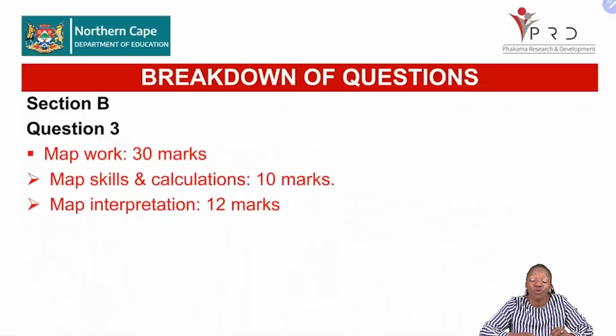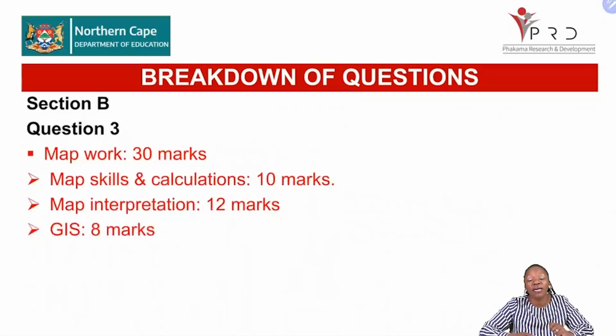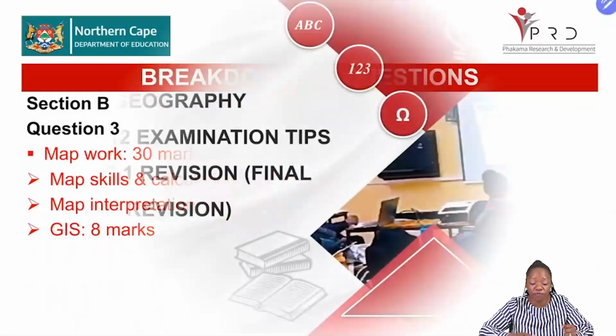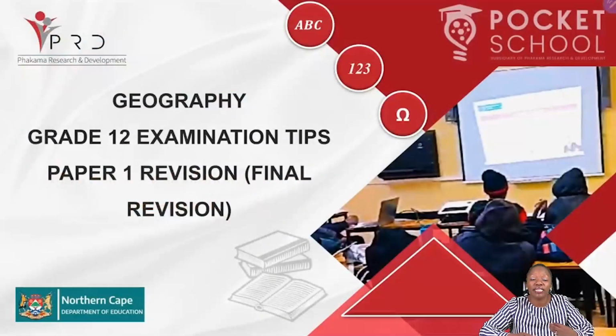Then lastly, it's your 3.3. Your figure 3.3 has your GIS questions, and your GIS questions carry 8 marks. Again, the examiner can pick any concept under your GIS, and you're supposed to answer those questions. So altogether, it's 30 marks. So it's 60 marks from your question 1, 60 marks from your question 2, and 30 marks from your question 3. That gives you a total of 150. So we're going to go through the examination tips.